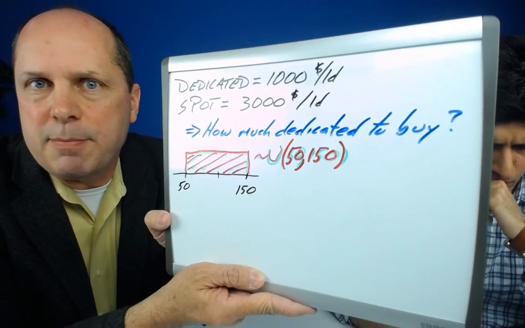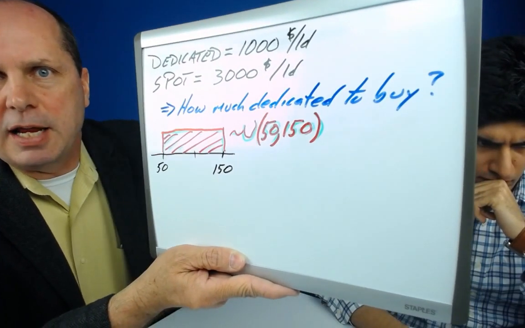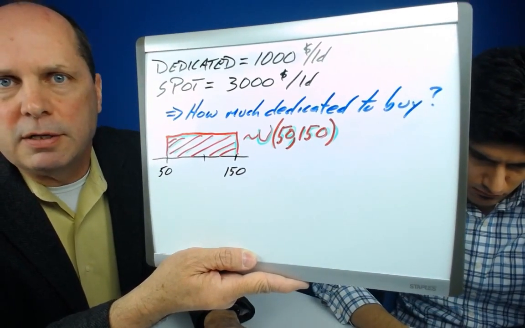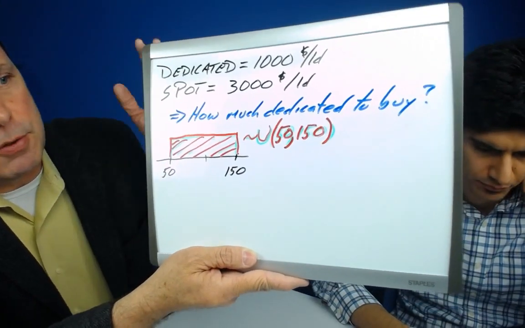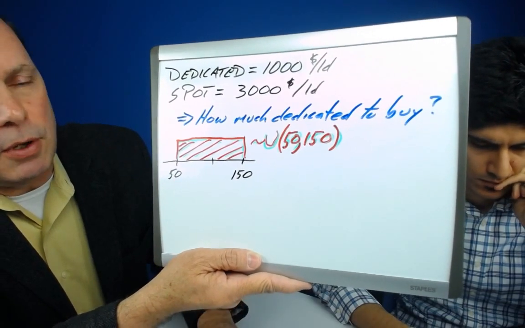This happens all the time in contracts, because what you're doing is dedicating and buying a fixed amount, and then you've also got the opportunity to buy things on the spot. And so let's just assume for fun that we have a uniform distribution, 50 to 150 loads, and call this a month.